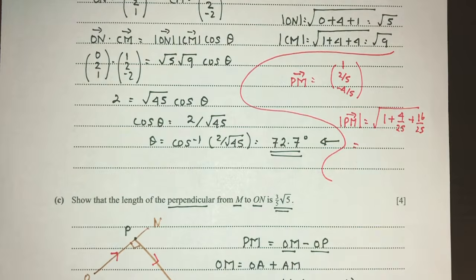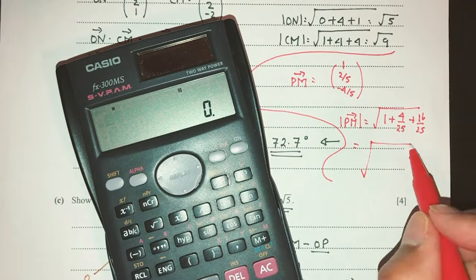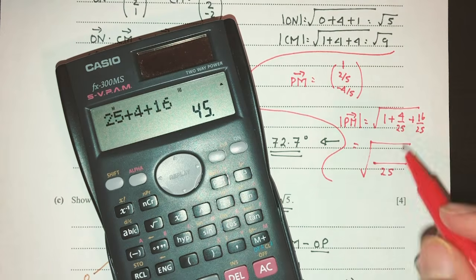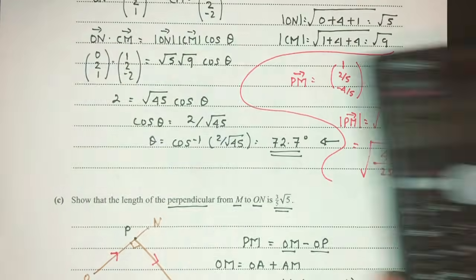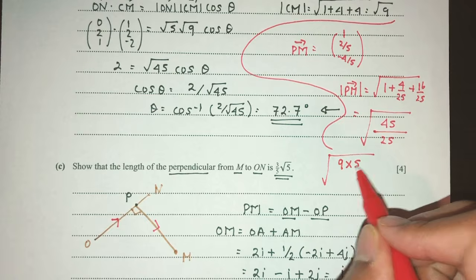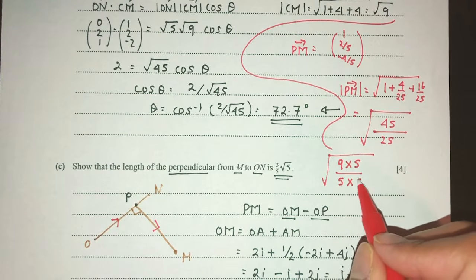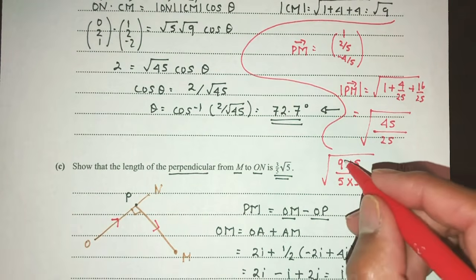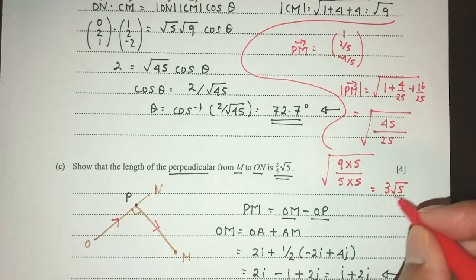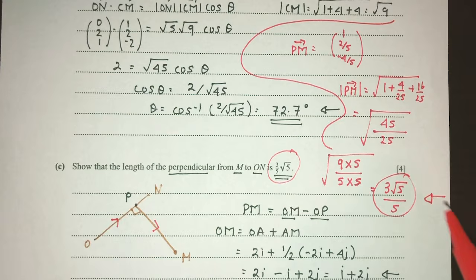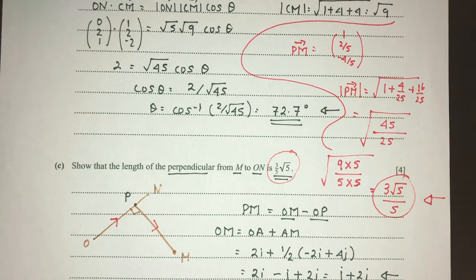Now if you simplify, everything over 25. So 25 plus 4 plus 16 should give you 45. Now you can simplify this value. 45 is 9 times 5, and 25 is 5 times 5. Now take the value outside. The root of 9 is 3, so we get 3 root 5, and this is over 5. And this is the same as shown, as required. Okay, and that will be your question number 8. That was a long question.